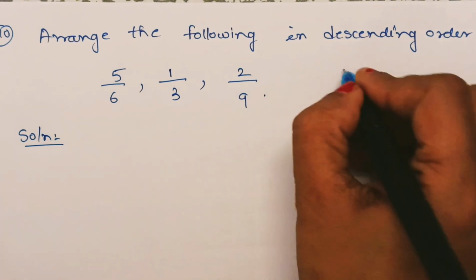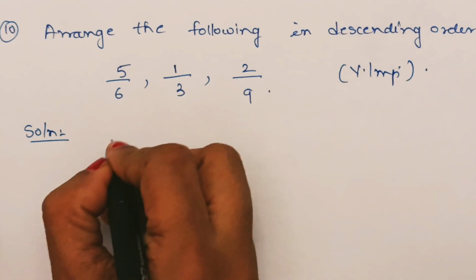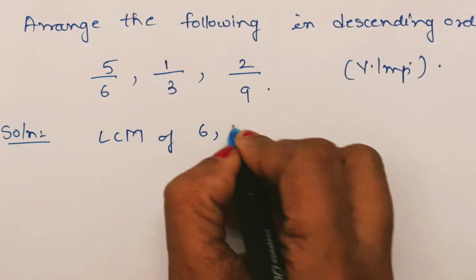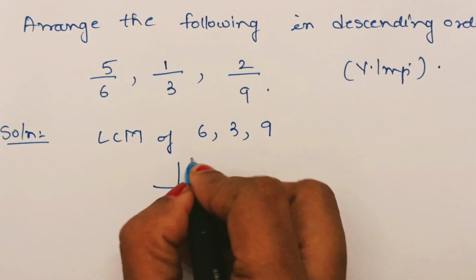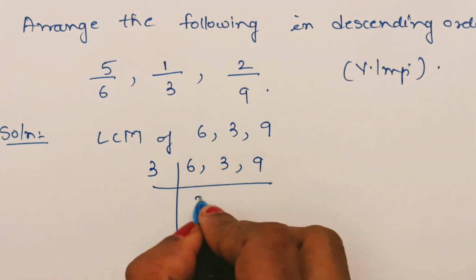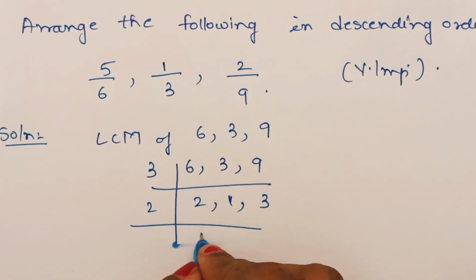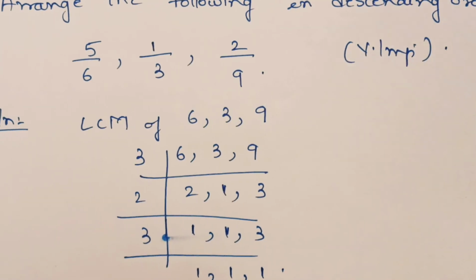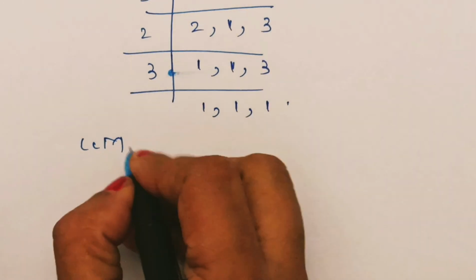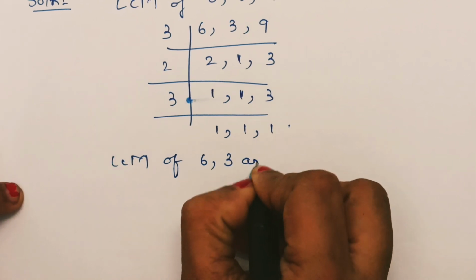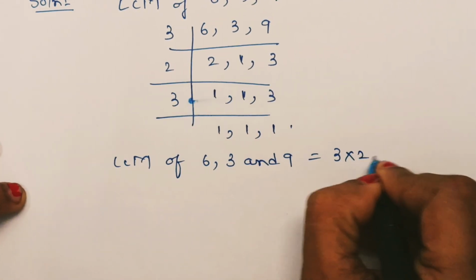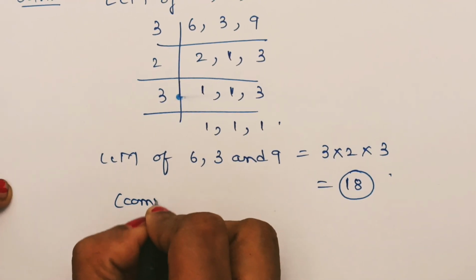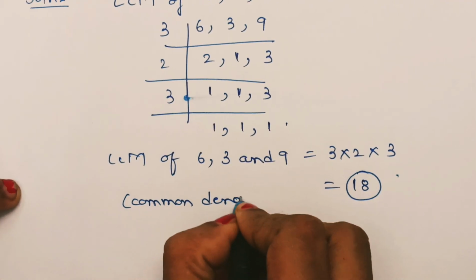Solution. Again, this sum is very, very important. As the denominators are different, first find the LCM of 6, 3, 9. How to find LCM? Just see 3 table. 3 twos are 6, 3 threes are 9. 1, 3, 3, 1, 1, 1. So LCM of 6, 3 and 9 equals 3 into 2 into 3. 3 twos are 6, 6 threes are 18. This 18 is nothing but your common denominator.